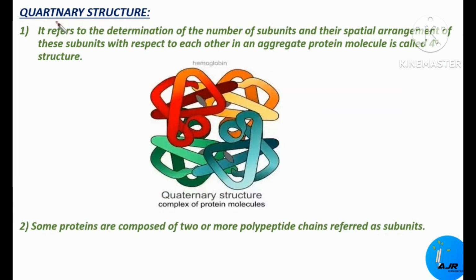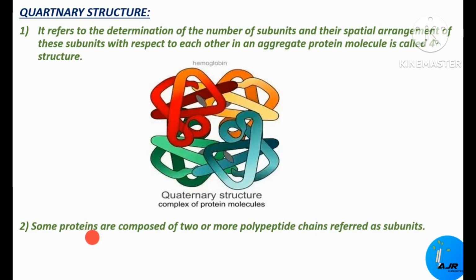Can you understand? The final one is the quaternary structure. It refers to the number of subunits and the spatial arrangement of these subunits with respect to each other in an aggregate protein. That is called the quaternary structure.